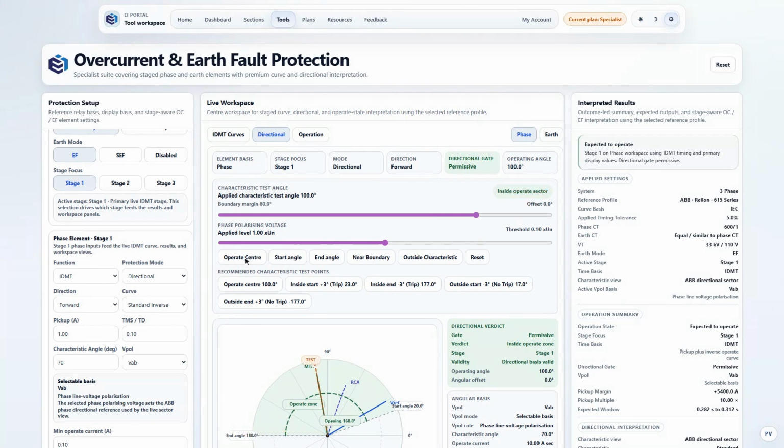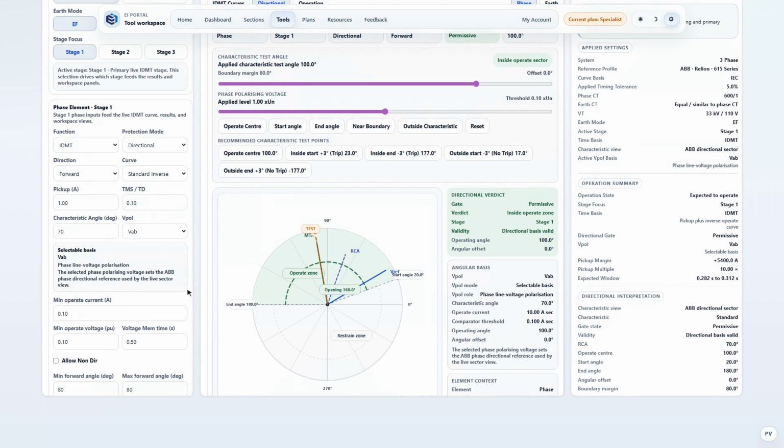Here's the scenario that catches people out. The relay loses its polarizing voltage, a blown VT fuse or a close-up three-phase fault collapsing the voltage. The directional element has no reference. What happens next depends entirely on what you set.